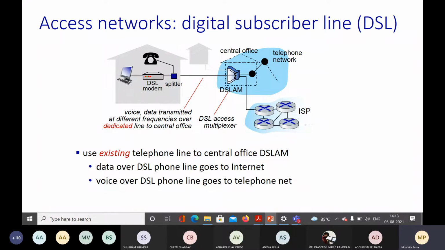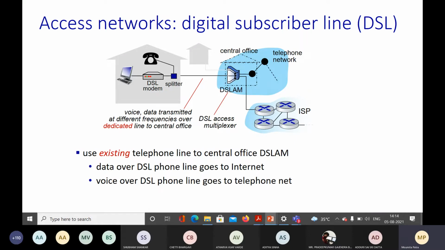But in that case, what would happen is that when you are using the telephone line, you cannot use the computer system or cannot use the internet in your house. Whereas when you are using the internet, then you cannot use the telephone line.